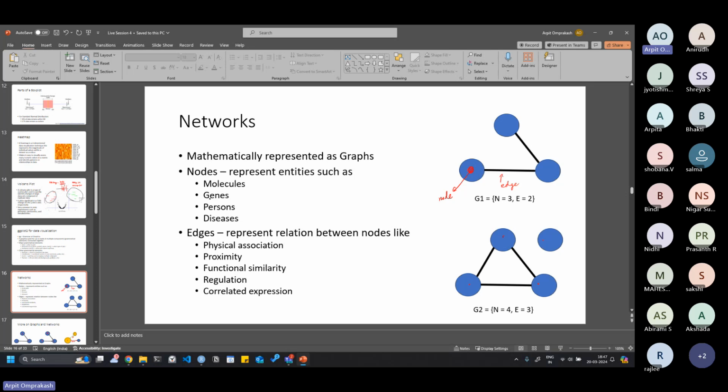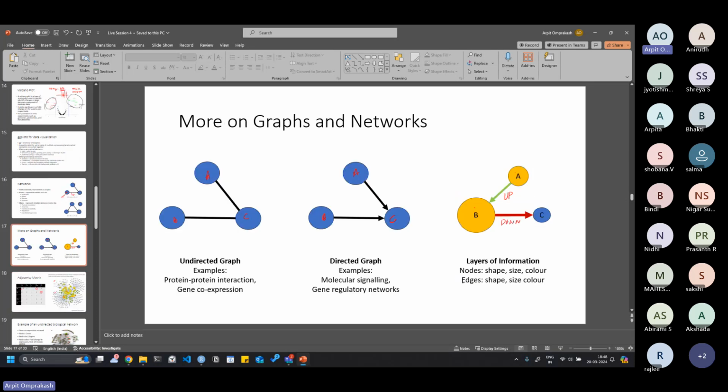So we also talked about networks. Networks are mathematically represented as graphs, which have nodes and edges. This circle is a node, and this line that connects different nodes is called an edge. We can use networks to represent different entities, such as molecules, genes or persons as nodes, and our edges can be relations between the nodes, for example proximity, correlated expression or regulation.